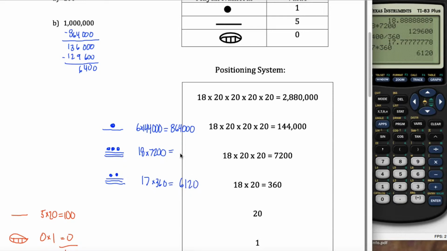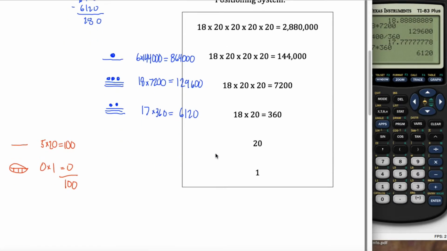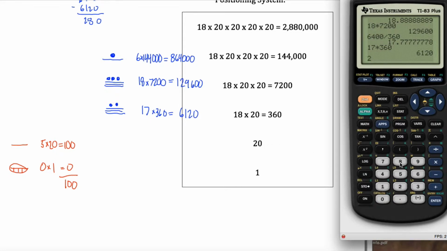I guess I forgot to write how many I had here. That was 129,600. The 6120 I want to take from here. Getting down to the end here, I have 280 left over. 280, can I write that in terms of 20s? I sure can. How many 20s? Well, you might be able to just do it in your head and see that there's 14.